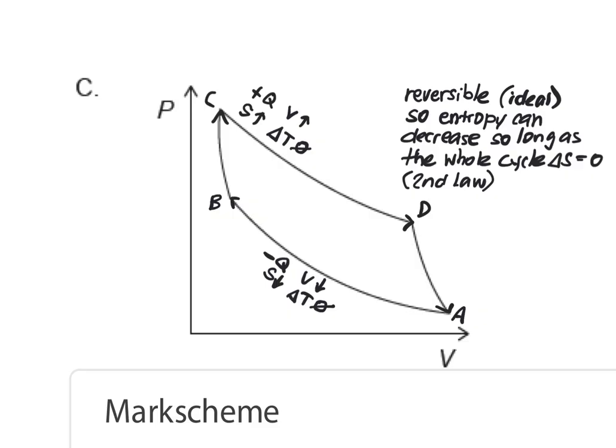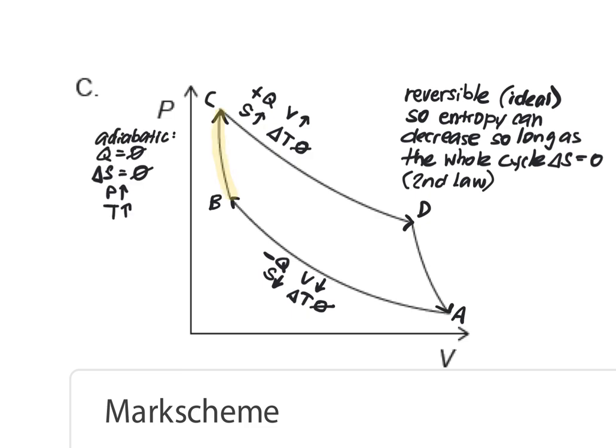Now, in a Carnot cycle, there's no energy lost, so the heat is lost from A to B, but the heat comes back into the system from C to D. We're going to see that later. Also, from A to B, the entropy decreases, which seems to violate the second law of thermodynamics, except that for the entire cycle, the change in entropy is 0 because the entropy increases from C to D. So stay with me here.